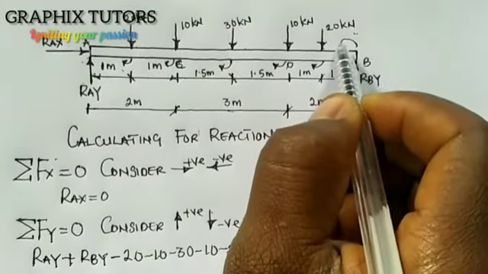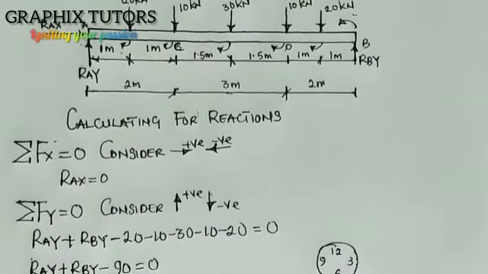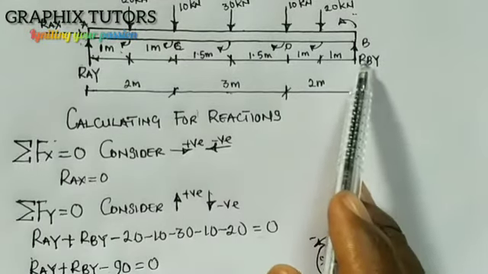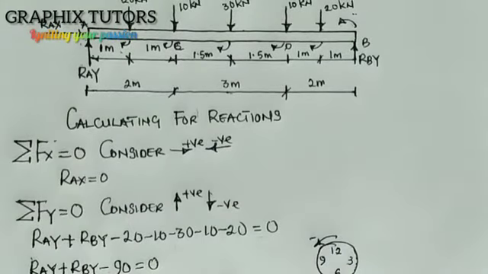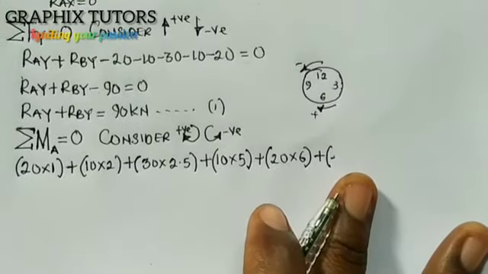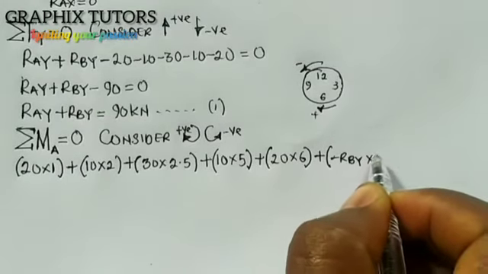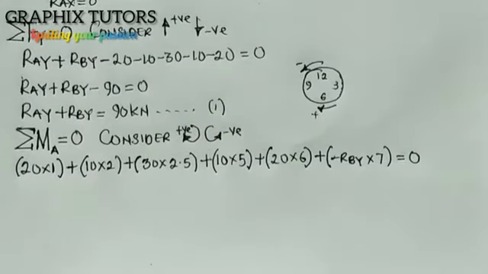RBY, that is going in this direction, going towards A. So when it goes like this direction, we say that it is negative. So negative RBY times the entire distance, which is what? 7. So minus RBY times 7 equals to what? 0. Now we'll do the summation of moments. Now what we'll do is we'll start putting our values.